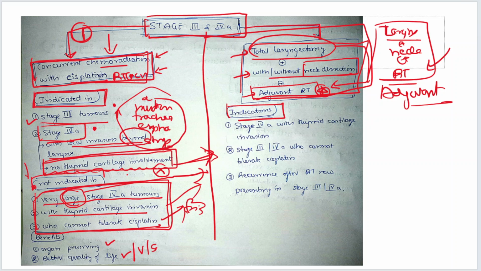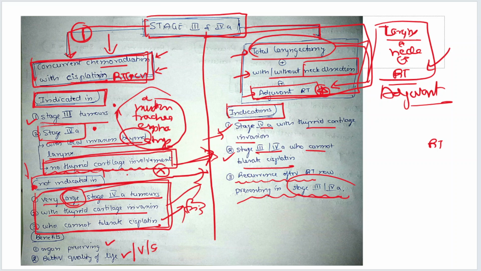For cases which are not indicated to do chemoradiation, these are the same cases. Stage 4A with thyroid cartilage invasion. Stage 3 or stage 4A who cannot tolerate cisplatin. Stage 2, radiotherapy is enough. So we are not mentioning that. And also this one, recurrence after radiotherapy, now presenting in stage 3 and stage 4.